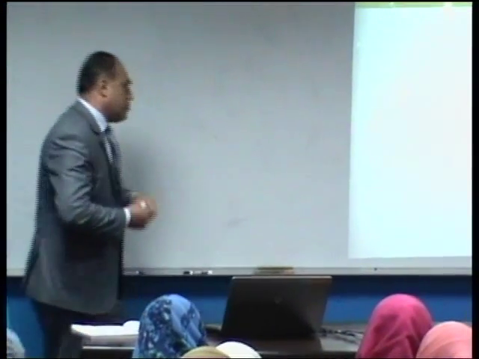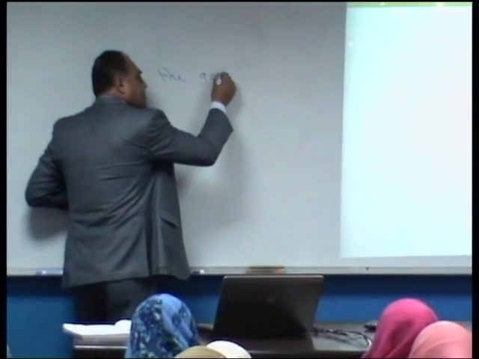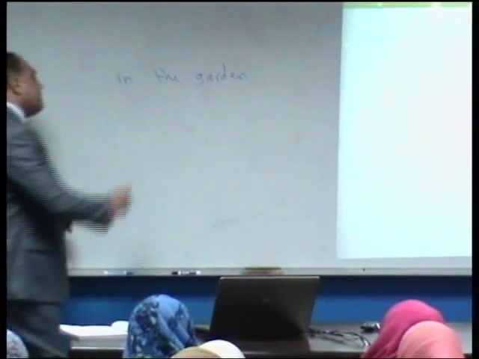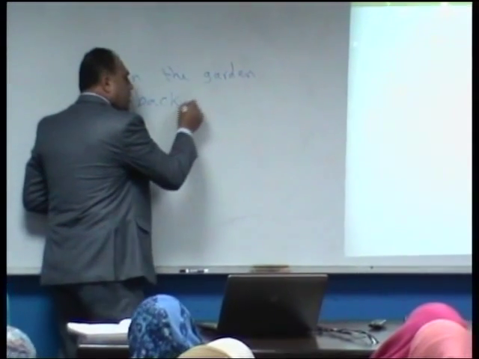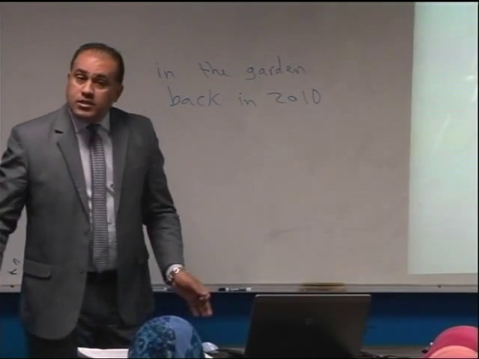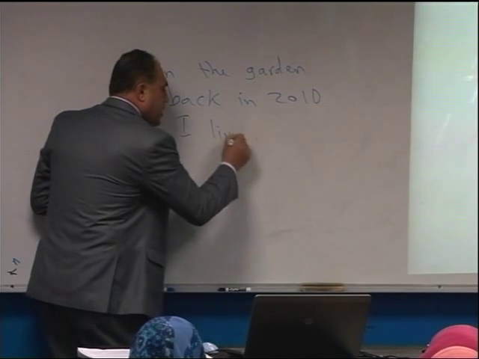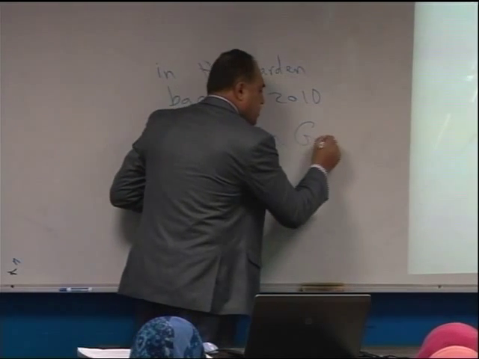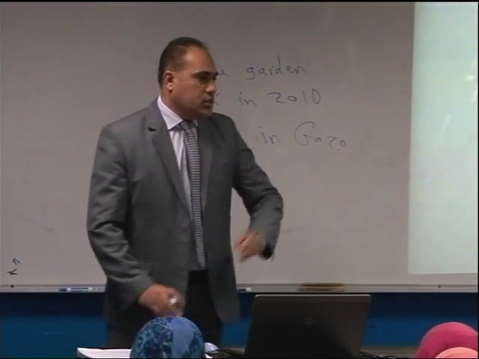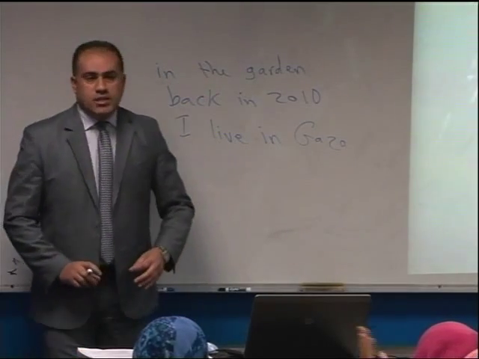Let's have a quick look. What do you think of this? "In the garden." Is this a sentence? No. "Back in 2010." Is this a sentence? No. What about this one? "I live in Gaza." Yes. Why are the first two not considered sentences, whereas the third one is considered a sentence?